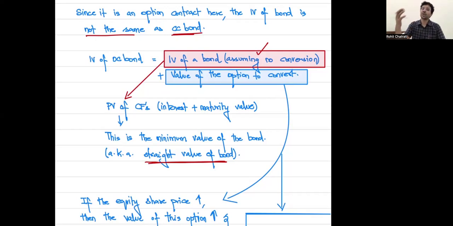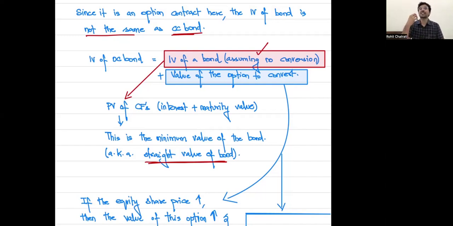If the company is doing well and the share price is rising, he will convert it into equity shares. But if the share price is falling, he will not convert it into equity shares. Therefore, clearly, this option is a benefit to the investor. In the case of a compulsorily convertible bond, whether the share price was rising or falling, the investor was mandatorily forced to convert it into equity shares, whereas over here he has an option.